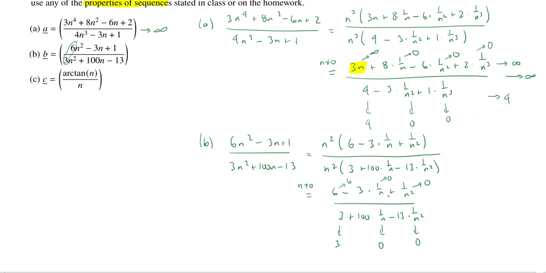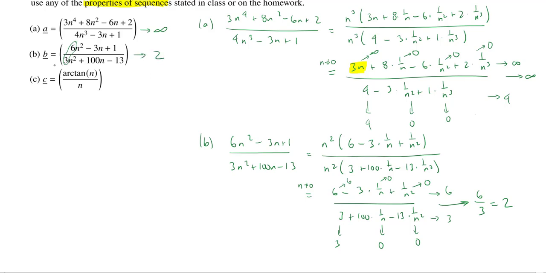And so in total, the numerator is going to go to 6 plus 0 plus 0, which is 6. The denominator is going to go to 3 plus 0 plus 0, which is 3. And so the numerator goes to 6, the denominator goes to 3, and by the properties of sequences, the entire sequence will go to 6 over 3, or 2. So our sequence B converges to 2.